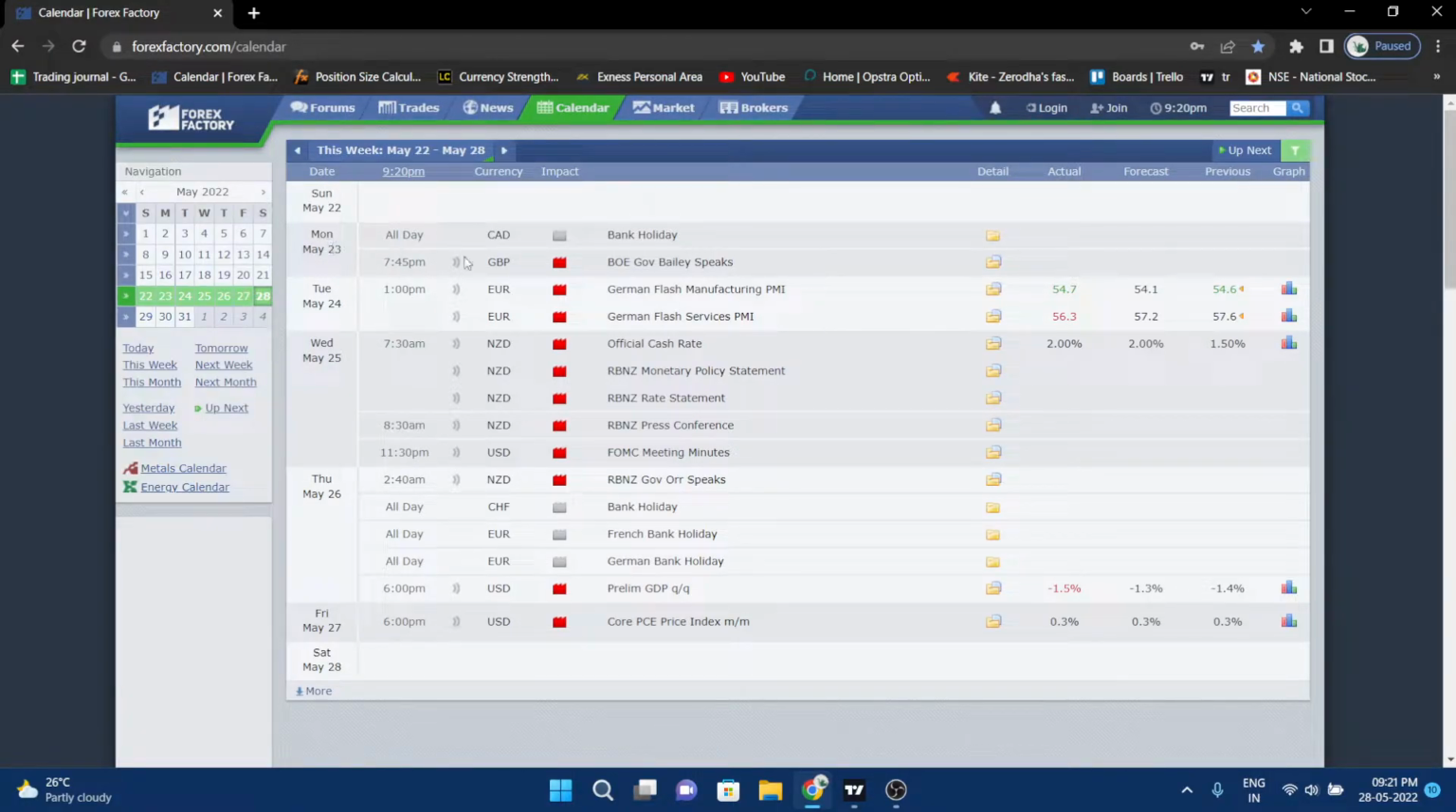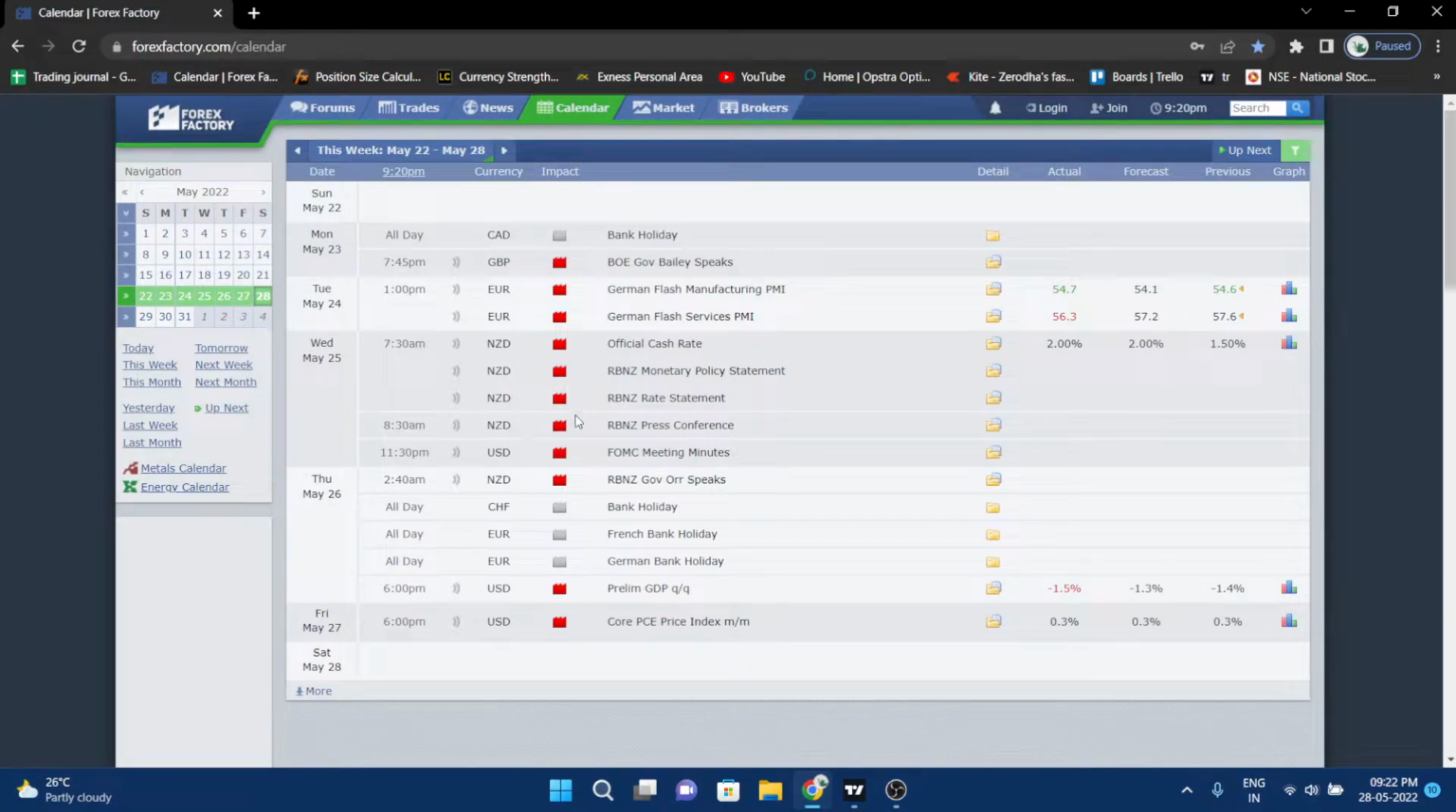So here on Monday, we are having a bank holiday for CAD, and we are also having news on GBP at 7:45 p.m. So we can expect some kind of movement, like volume, at 7:45 p.m. And on Tuesday we are having PMI news for Euro at 1 p.m. So we can expect movement at that time.